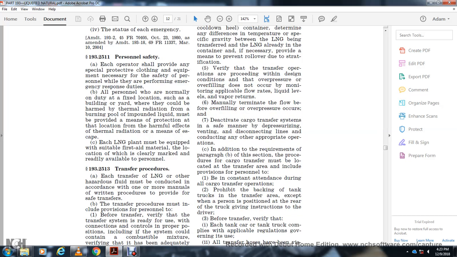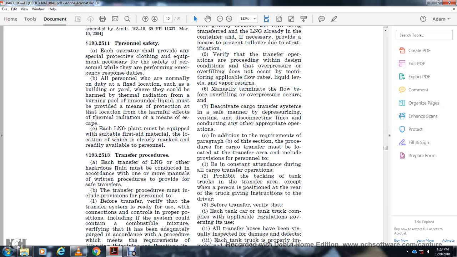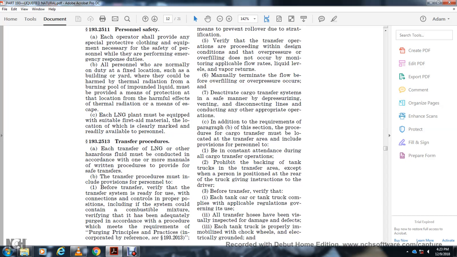When backing of the tank truck occurs in the transfer area, a person is positioned at the rear of the truck giving instructions to the driver. Before transfer, verify that each tanker truck complies with the applicable regulations governing it, and that all transfer hoses have been visually inspected for damage.